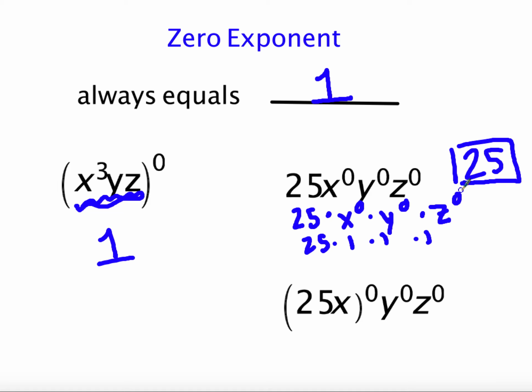There's no place for this on your paper. You're just following along. I wanted to contrast that with this expression where we have a base of 25x raised to the 0 power. So in this case, we do have 1 times 1 times 1, which just simplifies to 1.